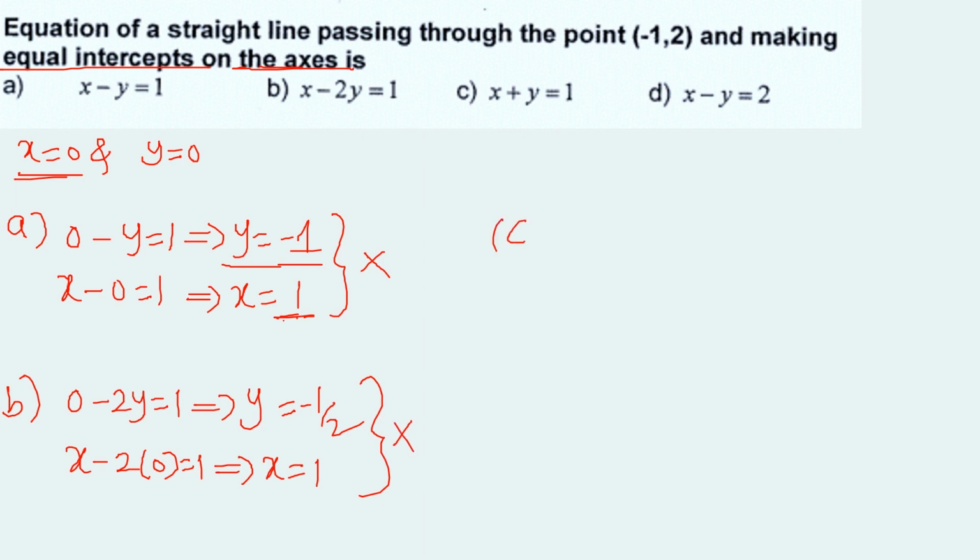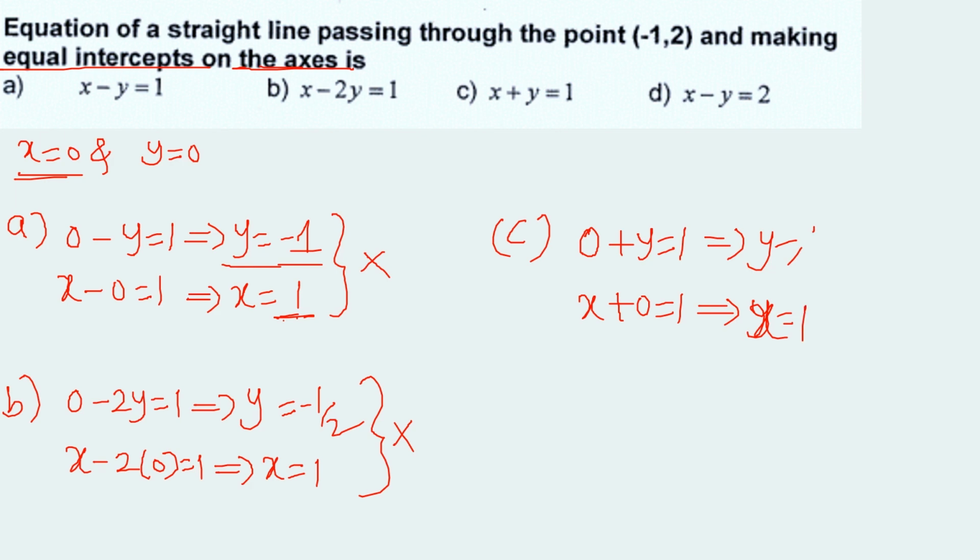Let's substitute in option C. Let x equals 0, that yields 0 plus y equals 1, that is y equals 1. Now let's substitute y equals 0, that yields x plus 0 equals 1, which is x equals 1. So y is equal to 1 and x is also equal to 1. This is the correct answer.